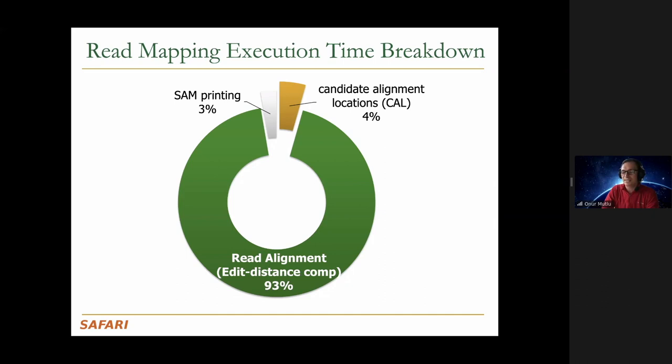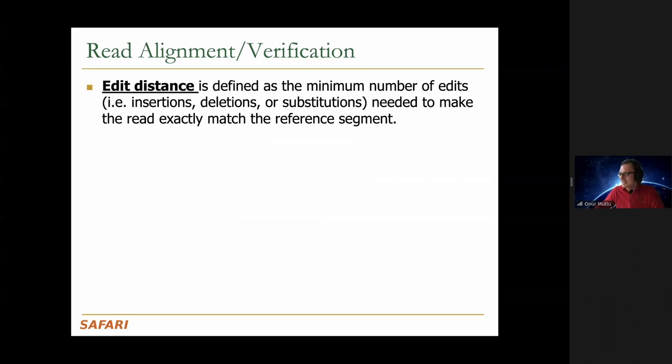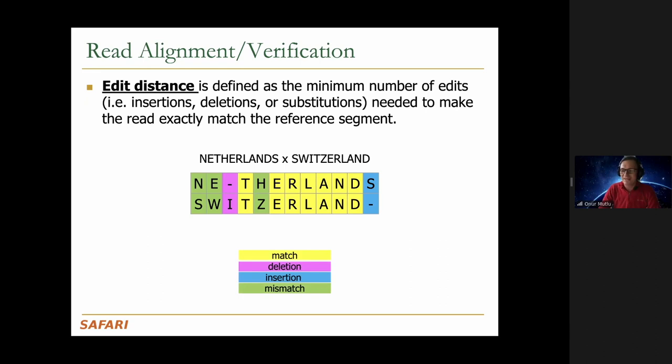So most of you probably are familiar with edit distance. Essentially, it's defined as the minimum number of edits that are needed to make the read exactly match the reference segment. And these edits can be of different types: insertions, deletions, or substitutions, all of which have different kinds of biological or medical meanings, actually. So you really need to capture whether an edit is an insertion, deletion, or substitution, because they actually are meaningful depending on their type.